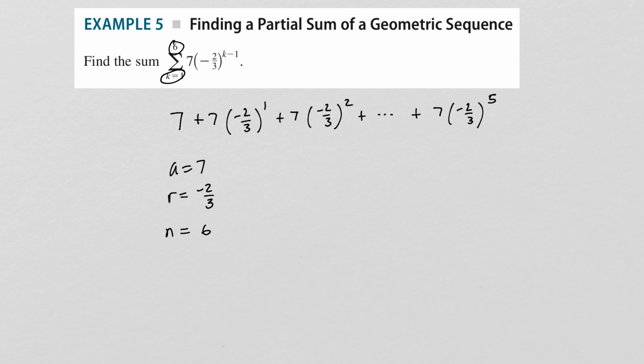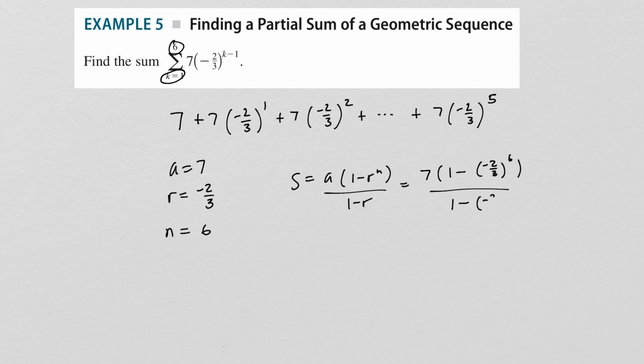Okay? So now the sum here is going to be a times 1 minus r to the n divided by 1 minus r, which is 7 times 1 minus negative 2/3 to the n, which is 6, all divided by 1 minus negative 2/3. And now we just need to simplify this answer. So this is 7 times 1 minus, now negative 2 to the 6th power is 64, and then 3 to the 6th power, right? So 3 times 3 is 9, 9 times 3 is 27. If you keep on multiplying, you get 729.